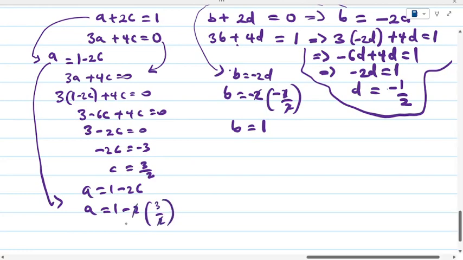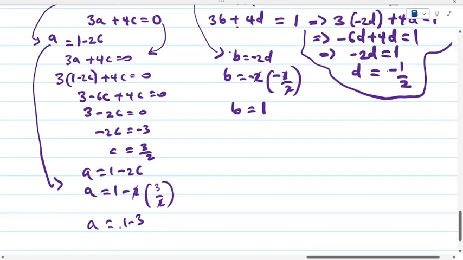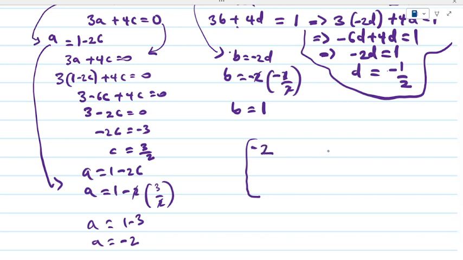And 2 cancel 2. So A equals 1 minus 3. So my A equals minus 2. So I can now write out the values of A, B, C, D. My A is minus 2, and B equals 1. C equals 3 over 2, and D equals minus 1 over 2.